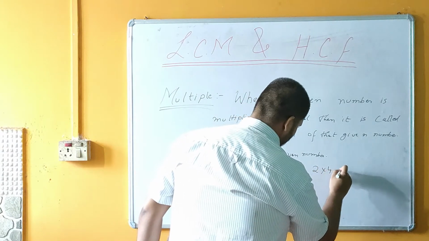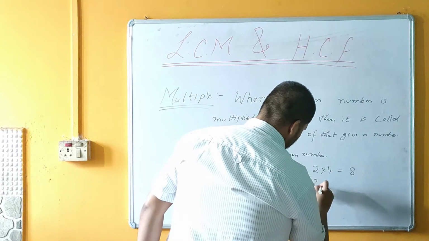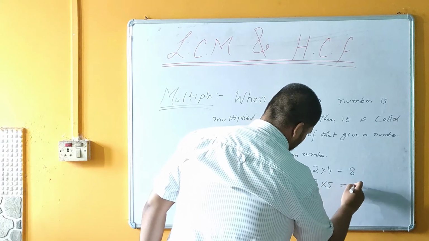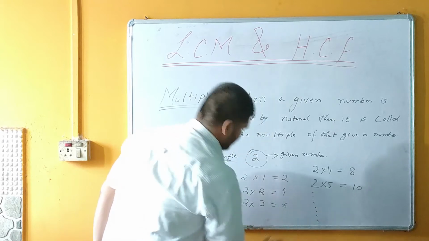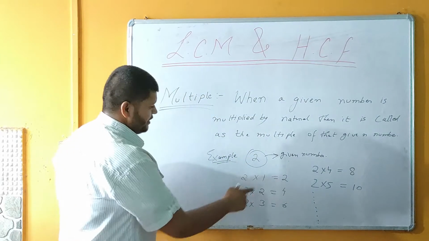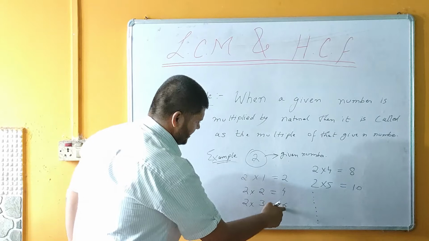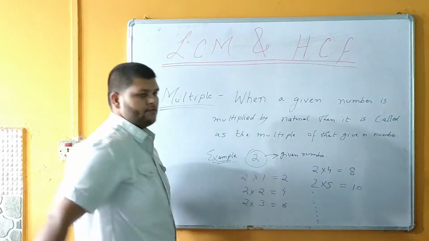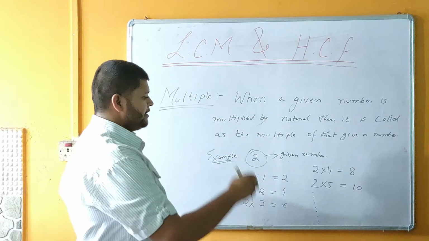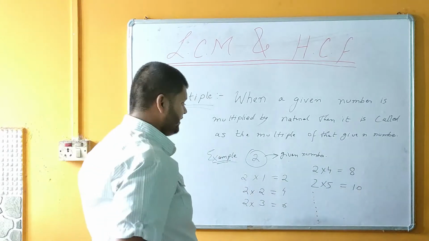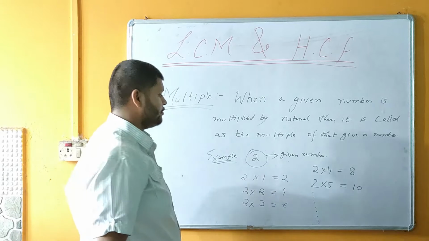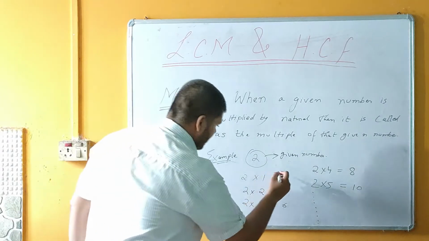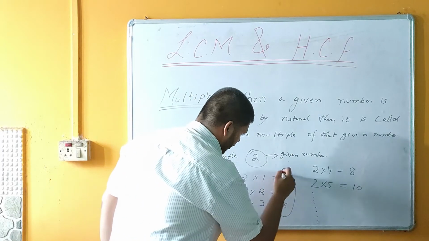Similarly, 2 multiplied by 4 gives 8. 2 multiplied by 5 is going to produce 10. In this way, you can proceed. The multiples of 2 are nothing but 2, 4, 6, 8, 10, 12, 14, 16, 18, then you will get 20. So these are called the multiples of 2.